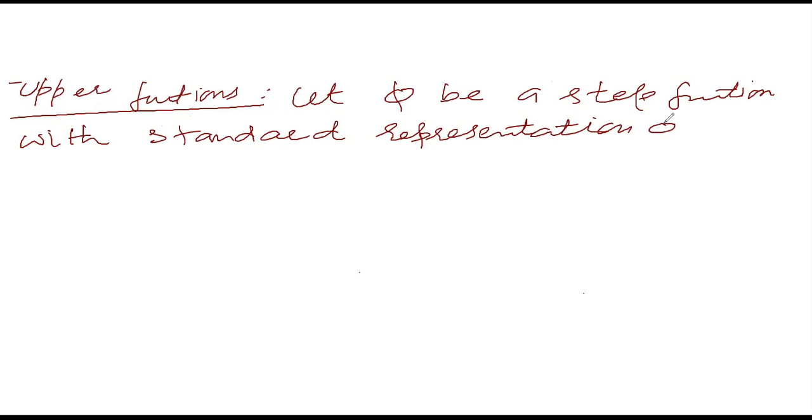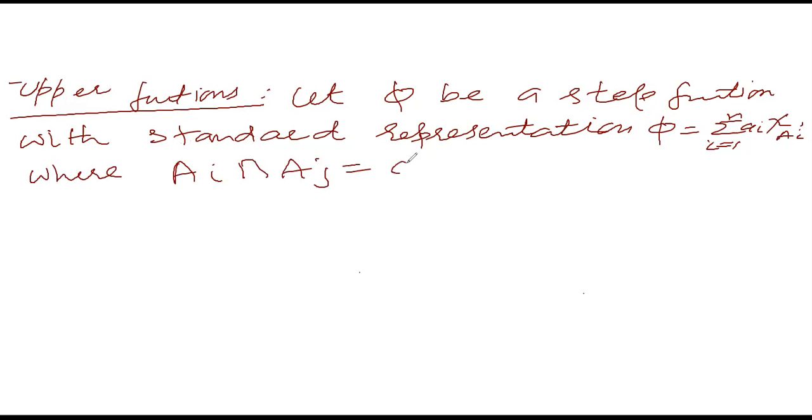This phi is equal to the summation, i runs from 1 to n, of a_i times the characteristic function of A_i, where these A_i's are disjoint, where A_i intersection A_j is the empty set for i not equal to j, and the measure of these sets A_i is finite for all i. So that's the standard representation of a step function.